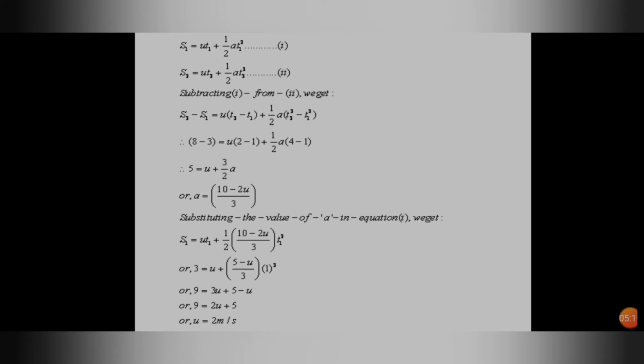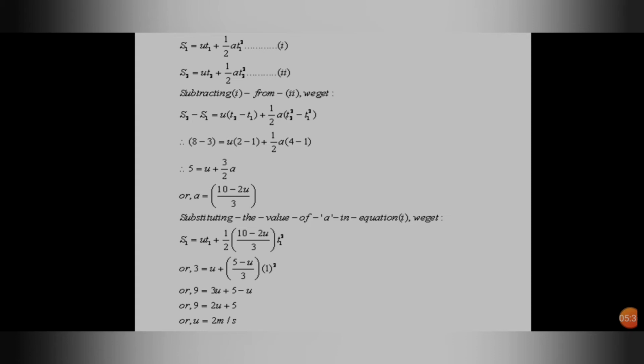Now when I substitute the values of t in this, I get s is equal to u plus 3 by 2a. So that becomes a is equal to (10 minus 2u) upon 3. So I get this a now in terms of u.